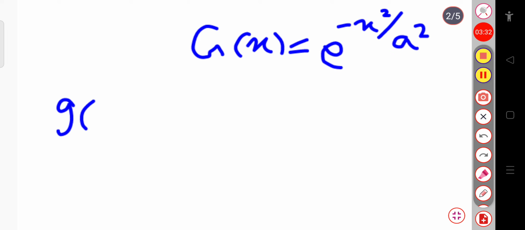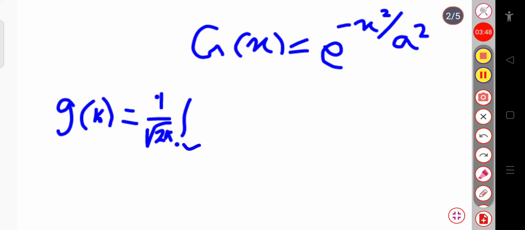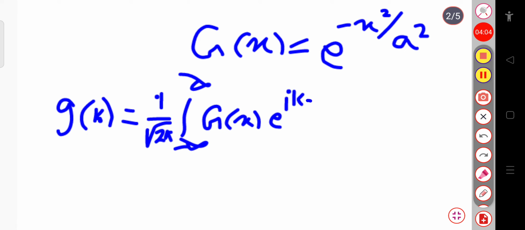Here I am writing g of k. So this g of k is equal to, if you can remember, 1 by root over 2 pi times the integration over the limit minus infinity to plus infinity. Then we have to write the function that we want to transform, that is g of x, into exponential i k x into dx. This is basically the representation of the Fourier transform.